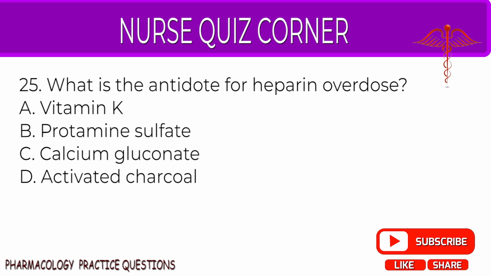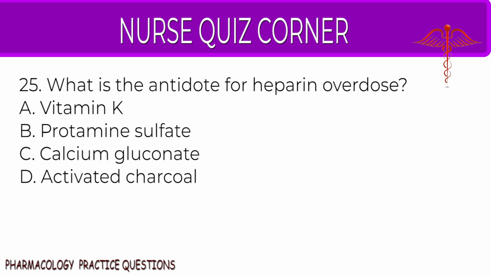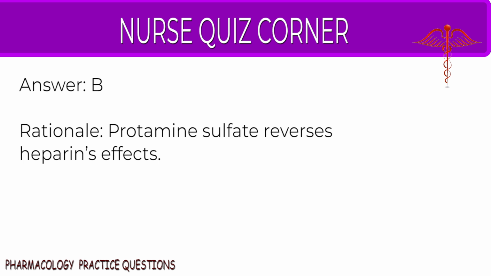25. What is the antidote for heparin overdose? A. Vitamin K, B. Protamine sulfate, C. Calcium gluconate, D. Activated charcoal. Answer: B. Rationale: protamine sulfate reverses heparin's effects.